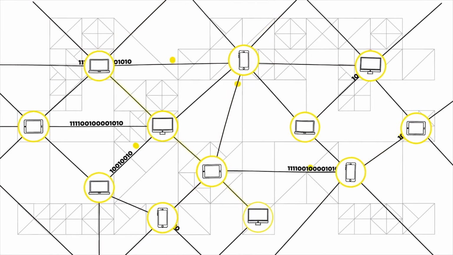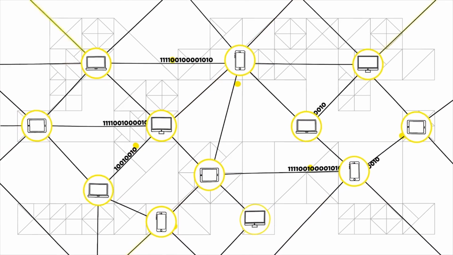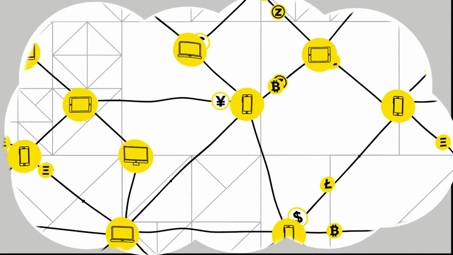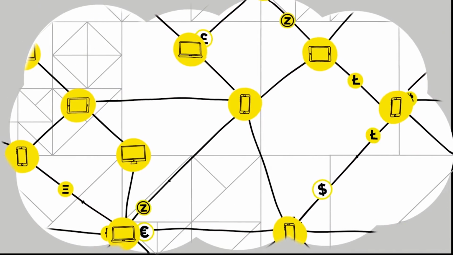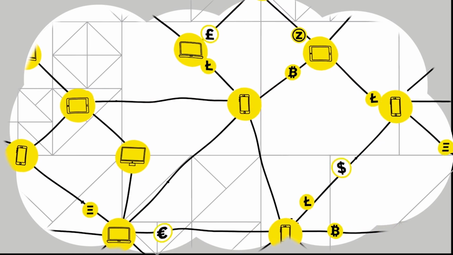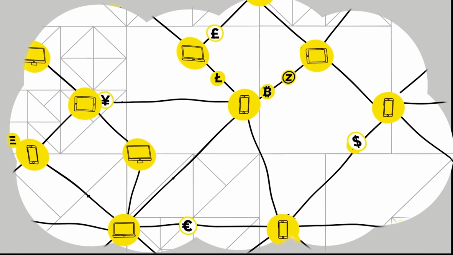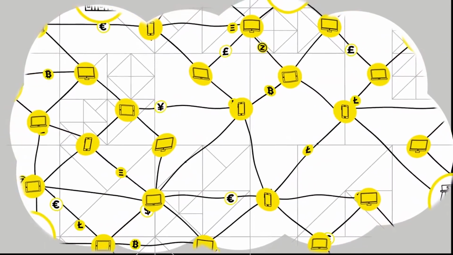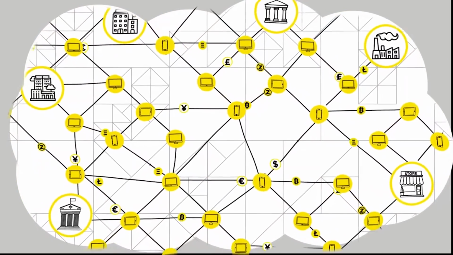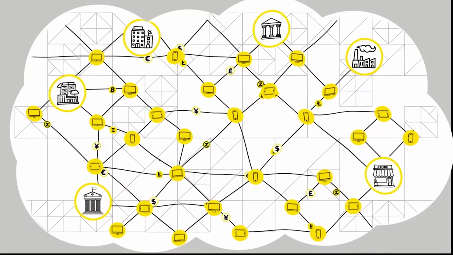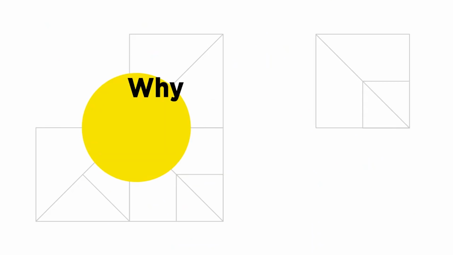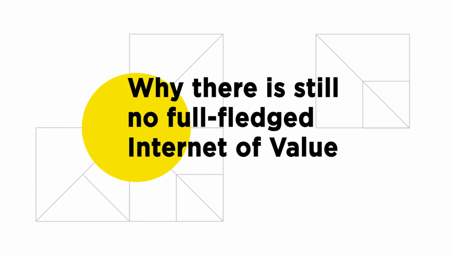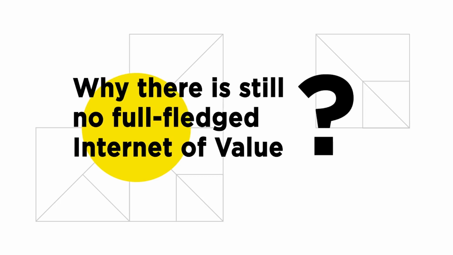We believe that following the Internet of Information, the Internet of Value will come about. This is where the transfer of value happens as quickly, easily, and cheaply as the transfer of information occurs today. In addition, the entire global economy and each participant will enjoy the advantages of the network effect. But what still stands in the way of this revolutionary innovation?